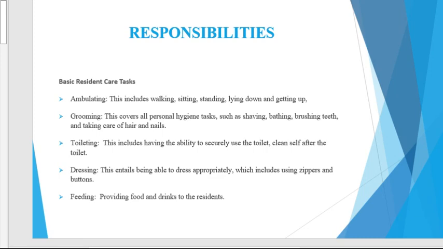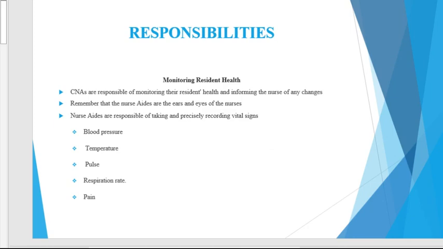ADLs, which is activities of daily living. You are responsible for ambulating your resident, walking your resident, sitting them down, lying them down, getting them up. Grooming. This covers all personal hygiene tasks such as shaving, bathing, brushing teeth, hair care, nail care, toileting, dressing, and feeding. These are basic care that we provide to the resident.